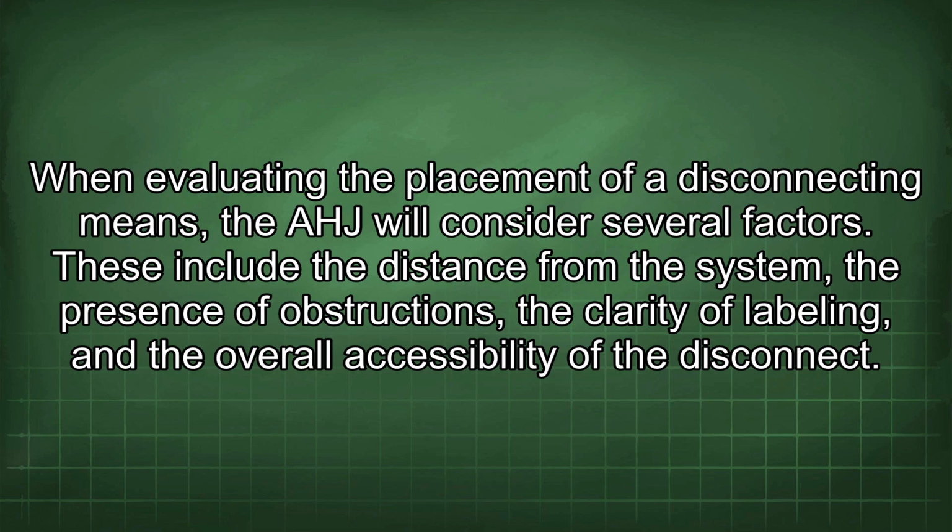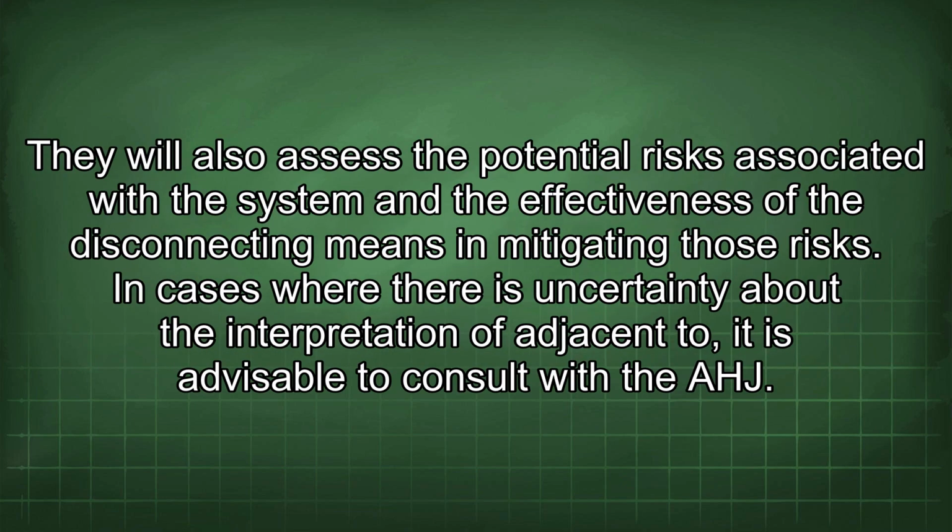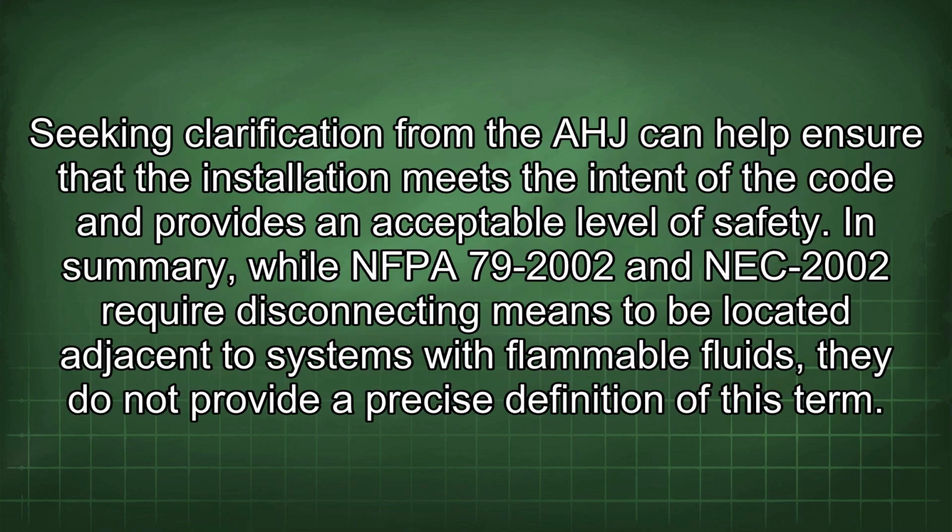When evaluating the placement of a disconnecting means, the AHJ will consider several factors. These include the distance from the system, the presence of obstructions, the clarity of labeling, and the overall accessibility of the disconnect. They will also assess the potential risks associated with the system and the effectiveness of the disconnecting means in mitigating those risks. In cases where there is uncertainty about the interpretation of "adjacent to," it is advisable to consult with the AHJ. Seeking clarification from the AHJ can help ensure that the installation meets the intent of the code and provides an acceptable level of safety.